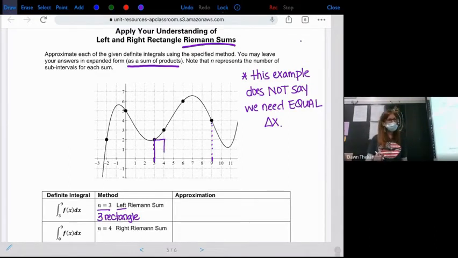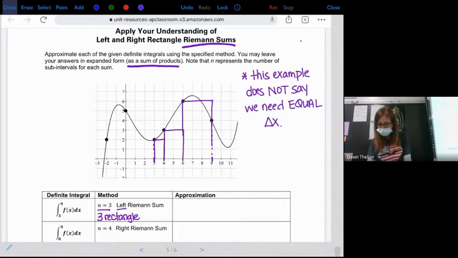And the reason why I'm doing that is because I have a dot next to it that I want to use as my next height. And I want that to go over 2 boxes because that's then where my next dot shows up. And then my last one fits for 3. This still qualifies as a left Riemann sum, even though it's not equal subintervals.